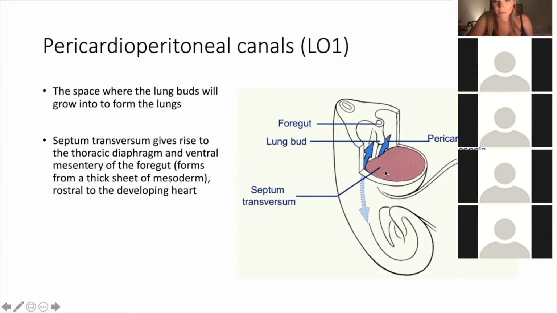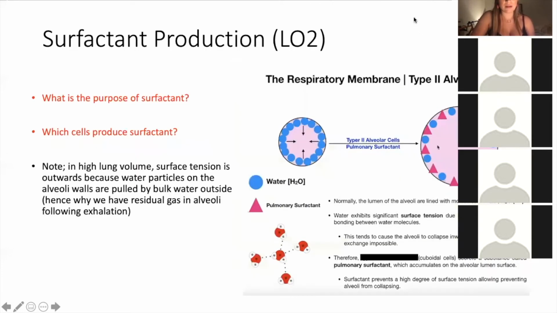This kind of pinky purpley structure, the septum transversum, actually gives rise to the thoracic diaphragm and the ventral mesentery of the foregut. This septum transversum just forms from a very thick sheet of mesoderm, and it's rostral to the developing heart. So I think just to be aware of that.